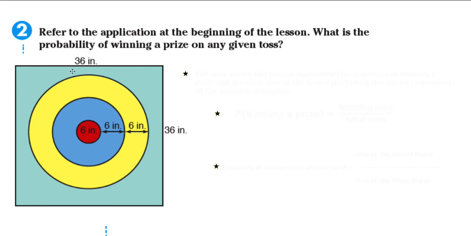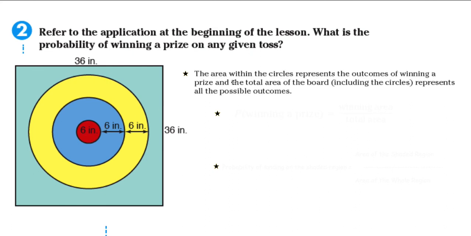That's going to be example number 2, and this is where we are. Refer to the application at the beginning of the lesson. What is the probability of winning a prize in any given toss? Remember, you win a prize when it lands inside any of the circles, the big circle, the blue circle, or the red circle. Okay, so any part of the circle. So the area within the circles represents the outcomes of winning a prize.